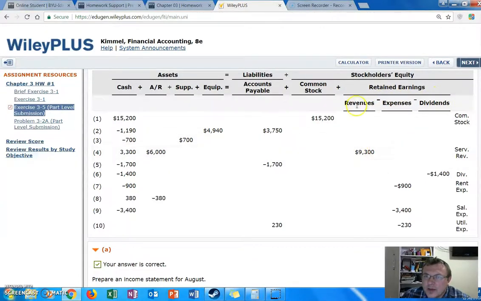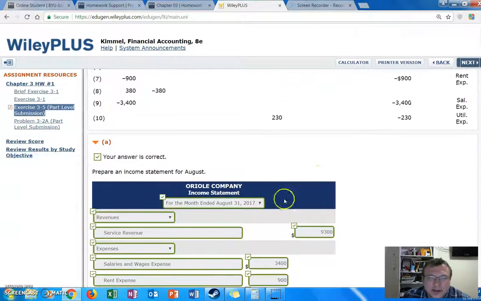So we come over here, revenues, $9,300. And right here it tells us it's a service revenue. So we type in service revenue, $9,300.